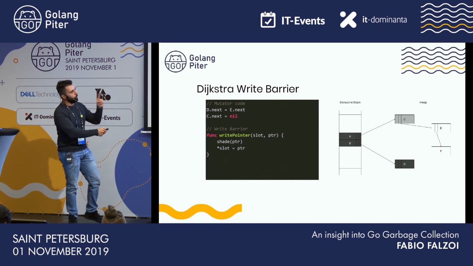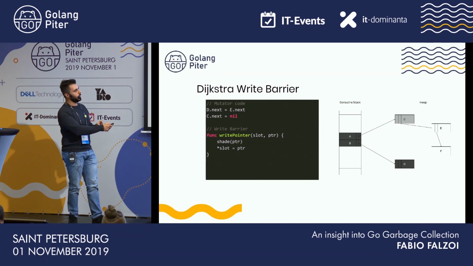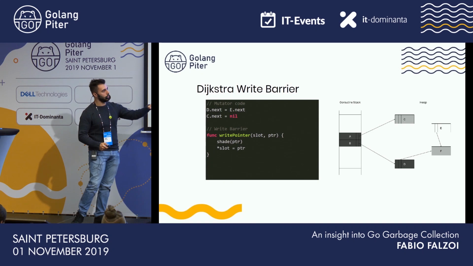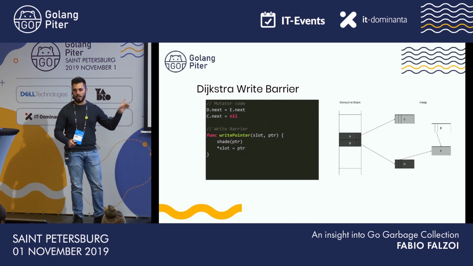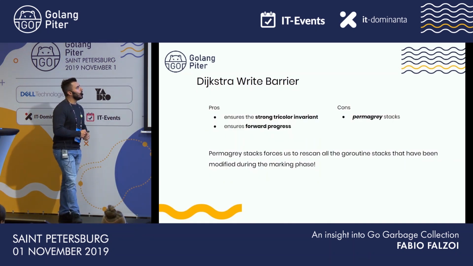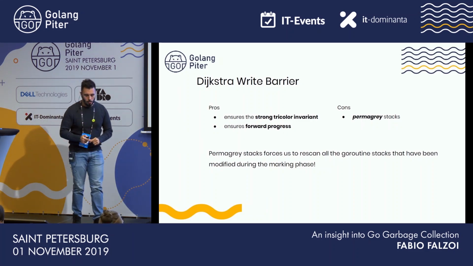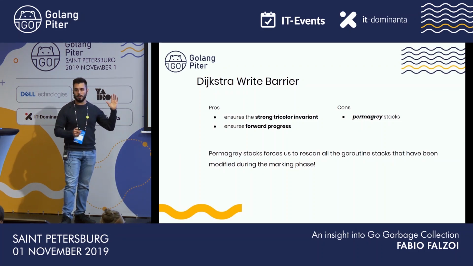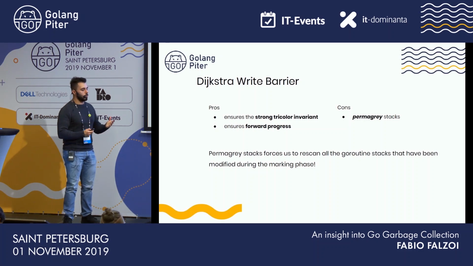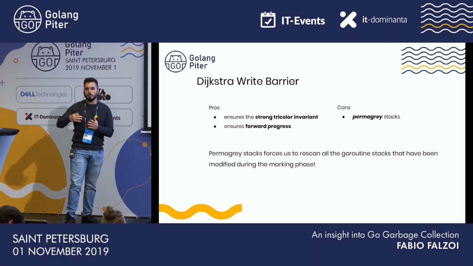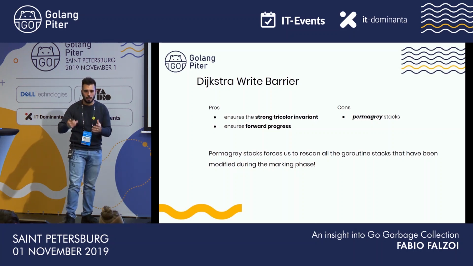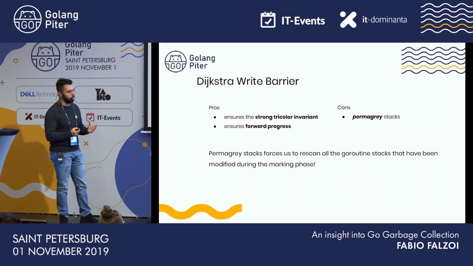If we recall the example from before, this is the write barrier in action. When we simply copy, the pointer to the F object gets shaded as gray. Okay, so pros and cons of this kind of barrier. First of all, it ensures the strong tricolor invariant, so it ensures the correctness of our garbage collection, and also it helps us with making progress toward the end of the marking phase, because it helps us in marking other objects. But there is a problem.